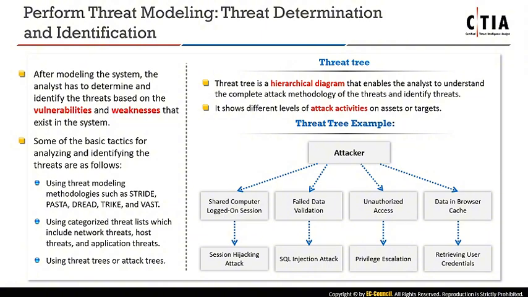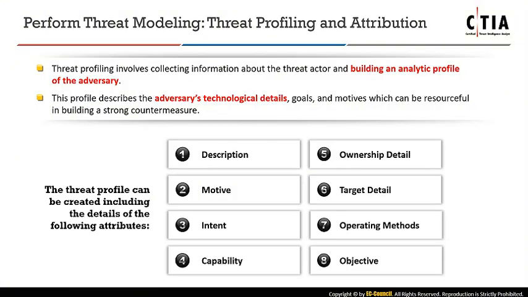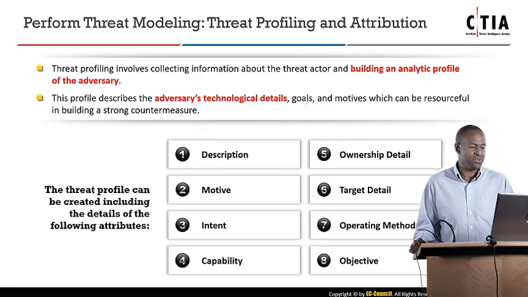Or we see unauthorized access is somehow allowed on that system, which can lead to privilege escalation. Or we have data in our browser cache, which can lead to retrieving the user's credentials, which can be used in other attacks. So we look at a threat tree here. That brings us then from threat determination into threat profiling and attribution.